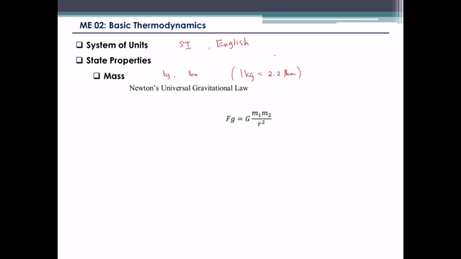Then let us have Newton's Universal Gravitational Law. FG here is the force of attraction between the masses. If we have masses M1 and M2, there is a force of attraction between the two masses. We are given this formula: FG is equal to G. G here is a constant, the gravitational constant. Take note that it is different from the small letter g. The small letter g is the gravitational acceleration, and the capital G is the gravitational constant.